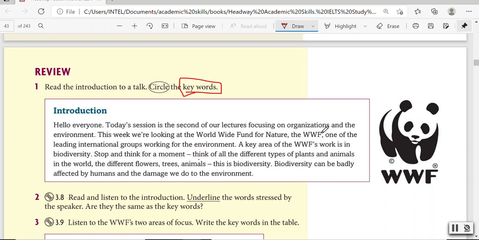Okay, in here we have organization. Also we have environment and WWF. It means Worldwide Fund for Nature. And another one, biodiversity and different types of plants and animals.